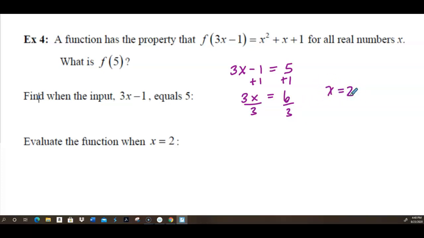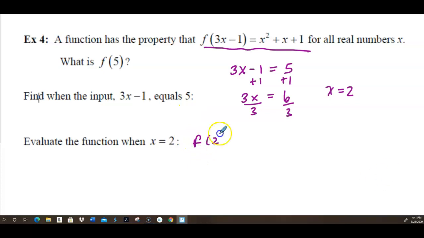So just a two-step equation, and you can see that x is going to be equal to 2. Now what we're going to do is take this function, and we found that f of 3x minus 1, when we're looking for f of 5, is equal to 2. So now we can find what f of 2 is equal to.